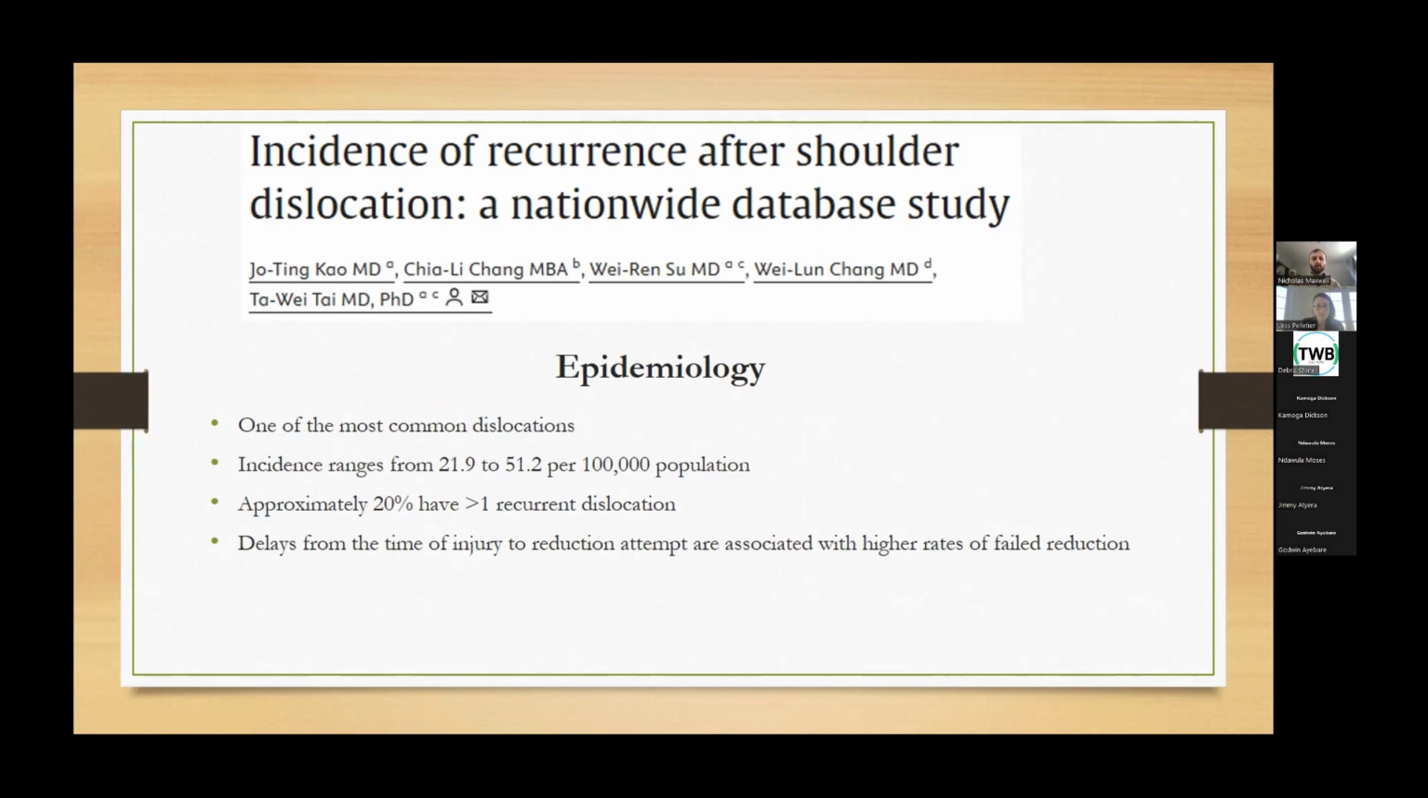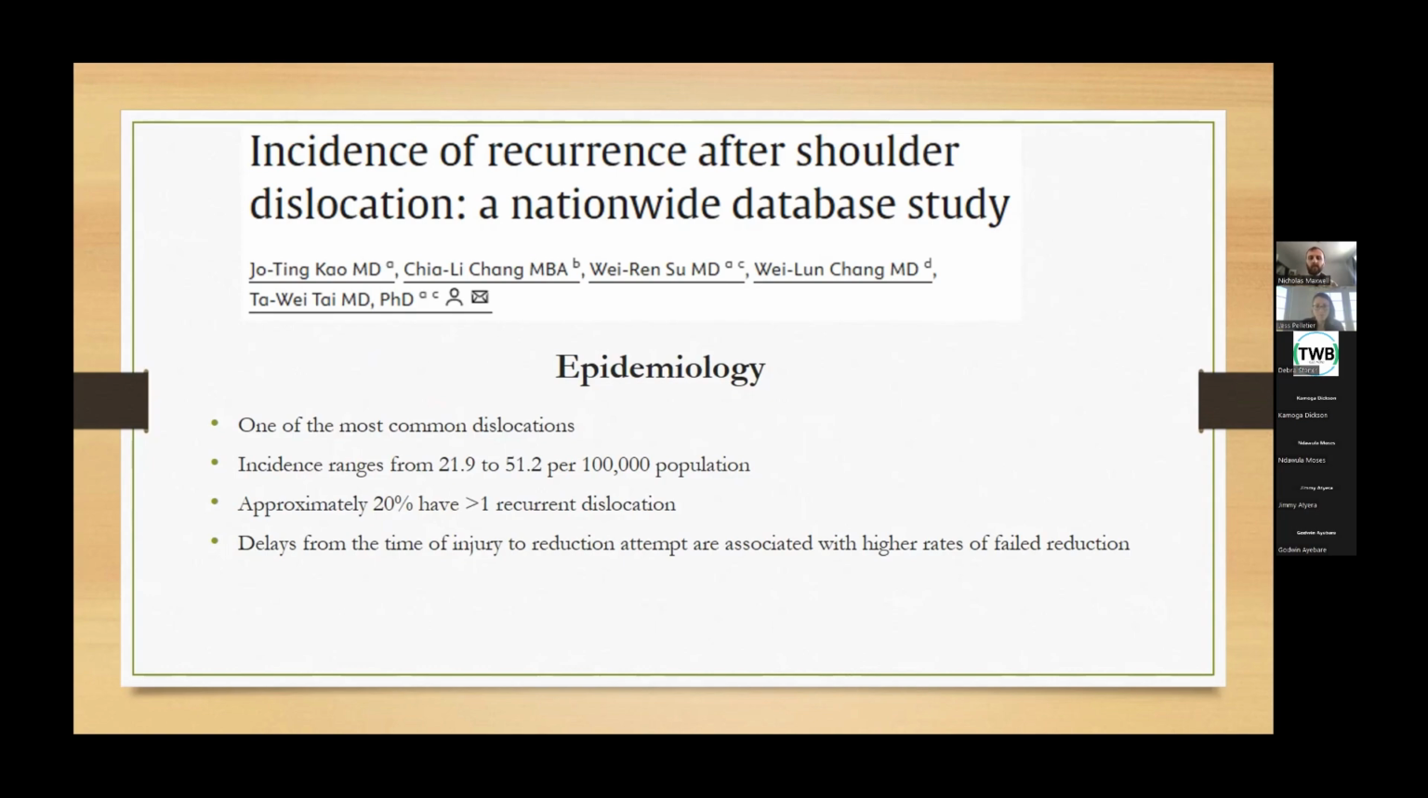So about 20% of the patients that will present with dislocations in the emergency departments will be recurrences, meaning that out of those 100 patients that you're going to manage, about 20% of them will be experiencing a dislocation for the second time.